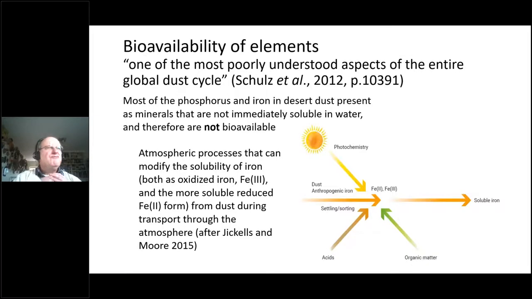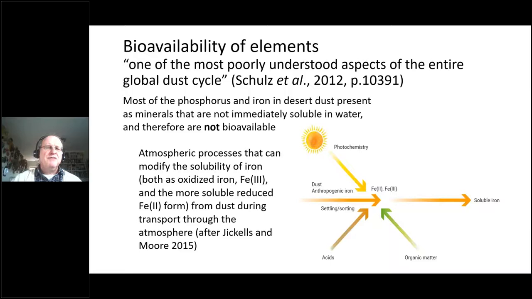Now, one of the reasons that the relationship between input of nutrients from desert dust to the ocean surface and ocean productivity is not clear-cut revolves around the bioavailability of the elements carried in desert dust. And there's a quote here from Schutz et al: "One of the most poorly understood aspects of the entire global dust cycle is this business of the bioavailability of elements."